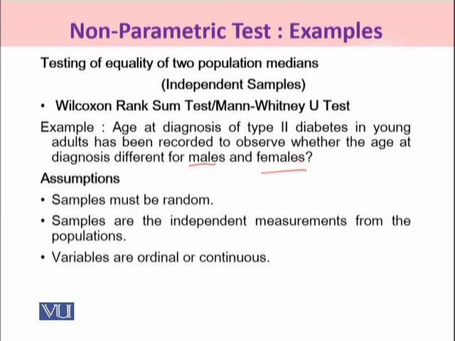The sample has to be random. The next assumption is that the samples are independent measurements from the population. So you just saw in the example that we were talking about male and female data sets. So they are being independently drawn from populations, different populations. And lastly, the variables have to be ordinal or continuous. Again, it is met with this particular statement. So we can apply the Wilcoxon rank-sum test on this data.